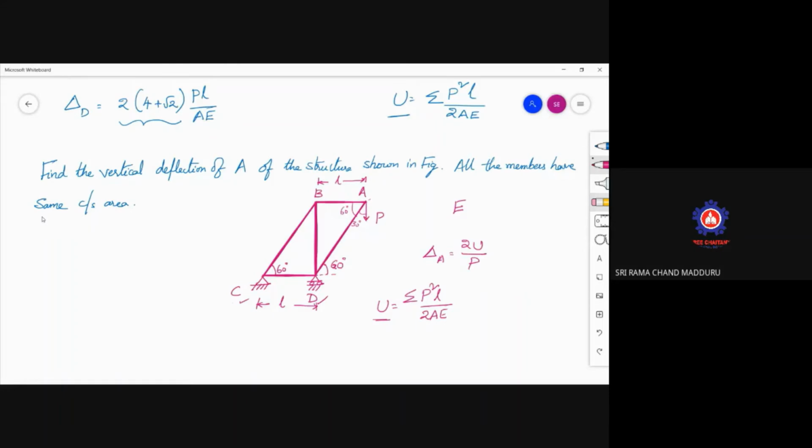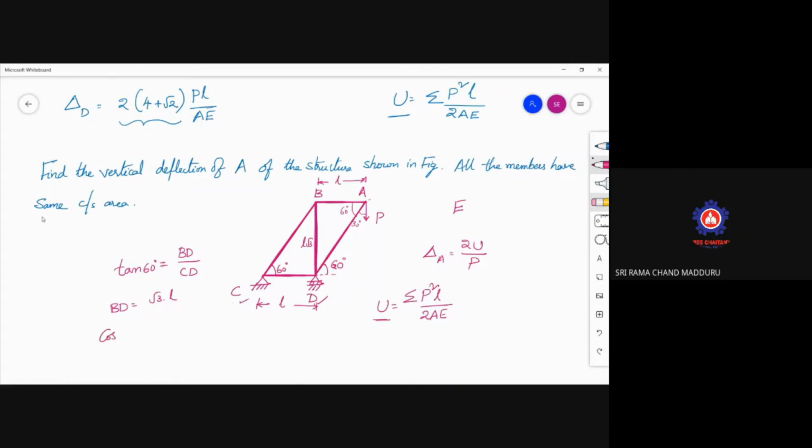Can anyone tell me the value of BC as well as BD? This is 60. Take tan 60, which is nothing but BD by CD. CD is L. Tan 60 is root 3. So BD is root 3 L. This is the BD value.